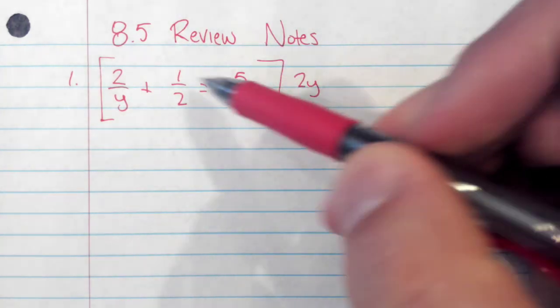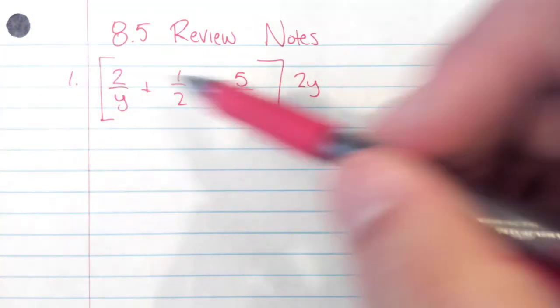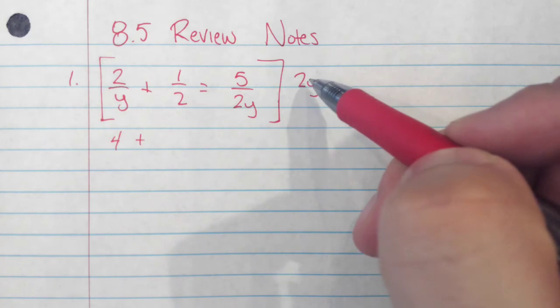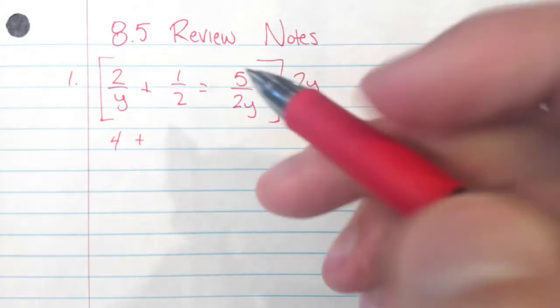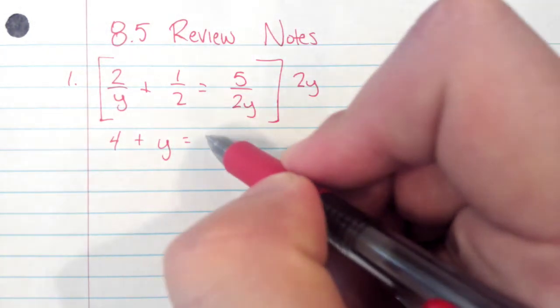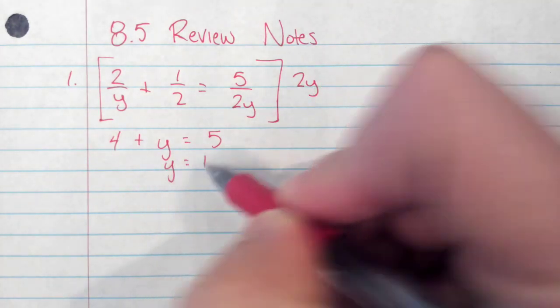So 2y divided by y is going to be 2. The y's would cancel. So you have 2 times 2, that gives you 4. Next, we've got 2y divided by 2 is just going to be the y, and y times 1 is still going to be y. And on the next one, the 2y's would completely cancel, giving you plain old 5, and subtract 4, and looks like y would be 1.